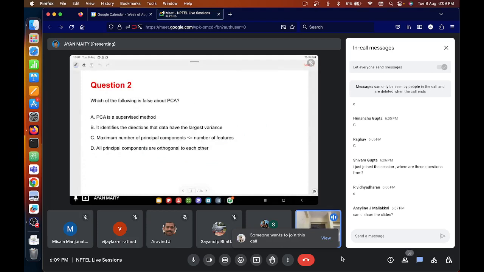So this is the second question. This is on PCA, or principal component analysis. Which of the following is false about PCA? PCA is a supervised learning method. It identifies directions in which the data has the largest variance. Maximum number of principal components is less than or equal to the number of features, and all principal components are orthogonal to each other. Which of these is false about principal component analysis? These are the 4 options. So you can write your answers in the chat.